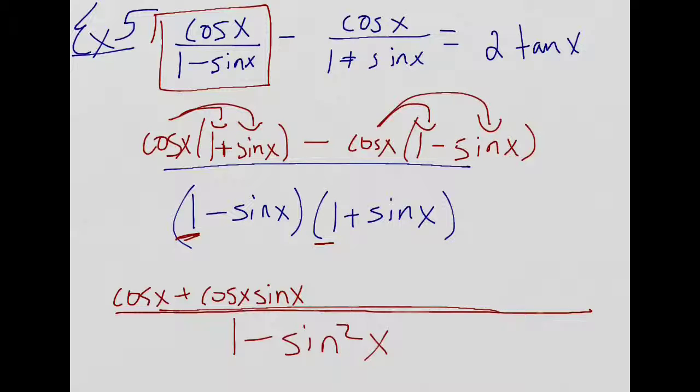cosine x sine x. Alright, now here's the tricky part. When I distribute this part out over here, this is negative cosine x times 1, so that's negative cosine x, and it's negative cosine x times sine x, so that's going to give me plus cosine x sine x. Alright, is anybody confused on what I did right there? It's plus because this is the distributive property, so this is a minus here times a minus here. It gives me a plus here.